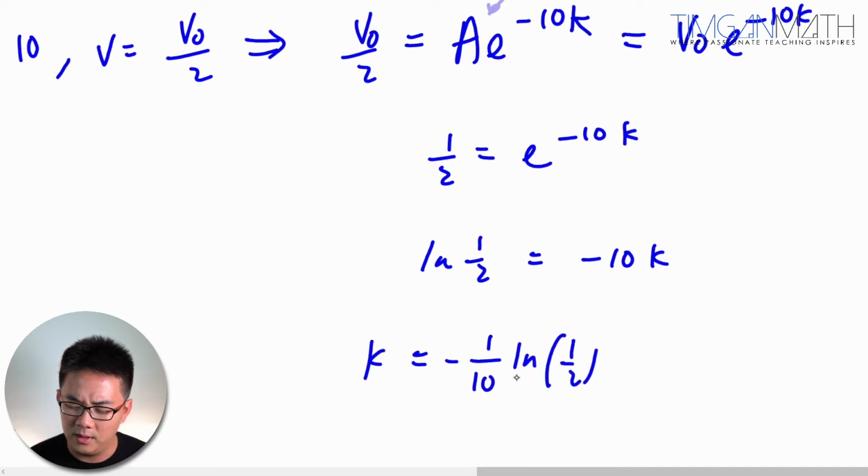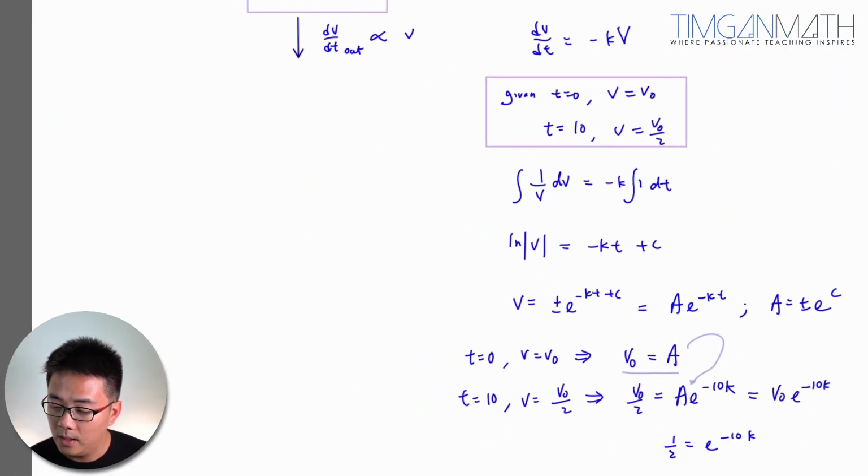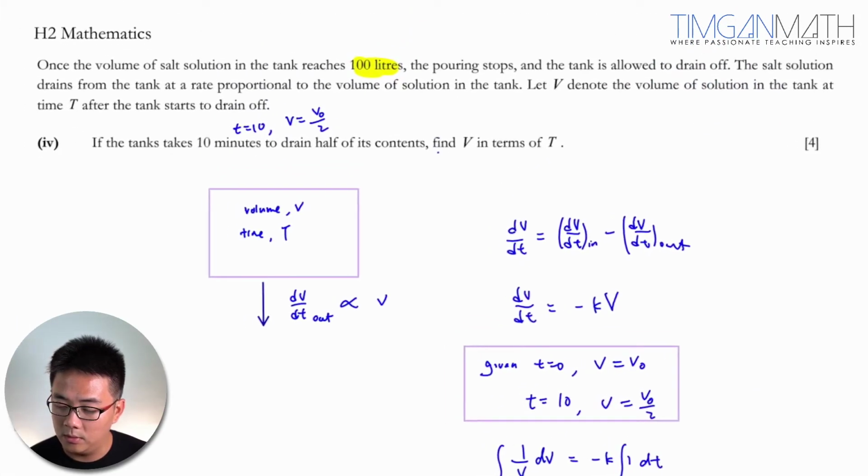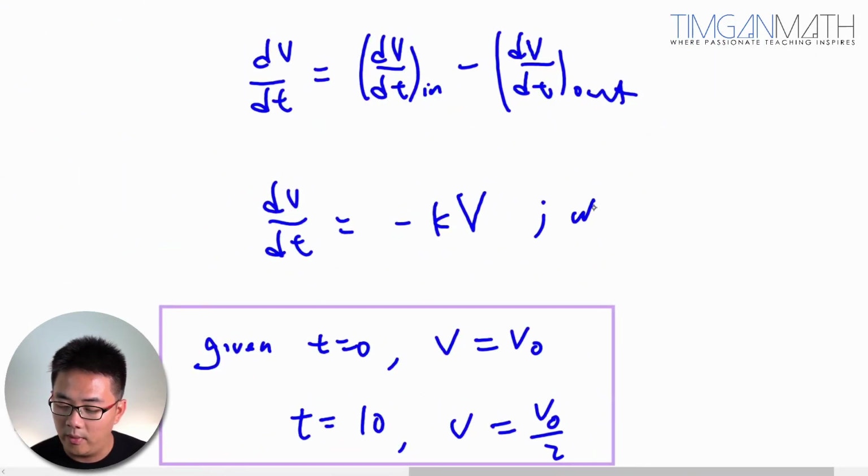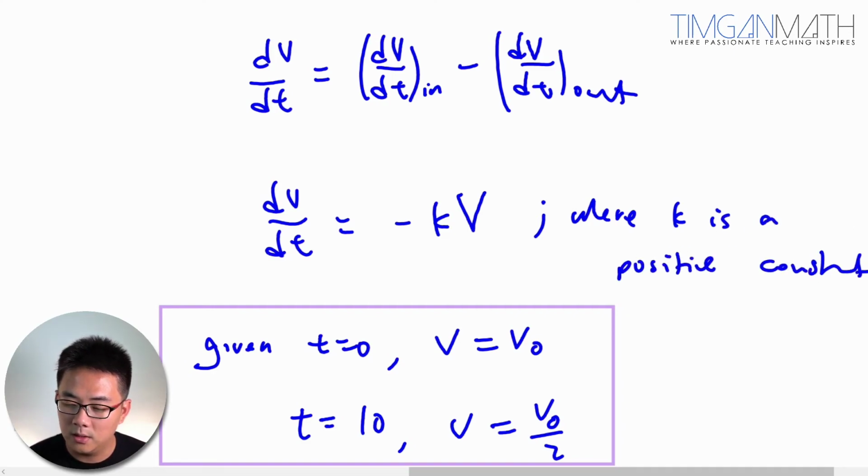Now this minus 1 can be brought up to the power, so k is just 1 over 10 ln 2. Here k is a positive constant. It has to be positive because the volume is going down at a rate.